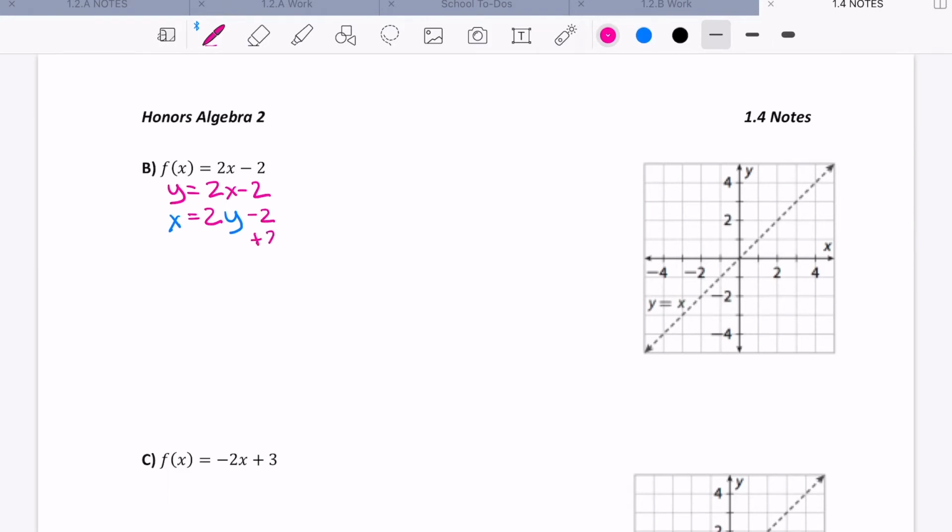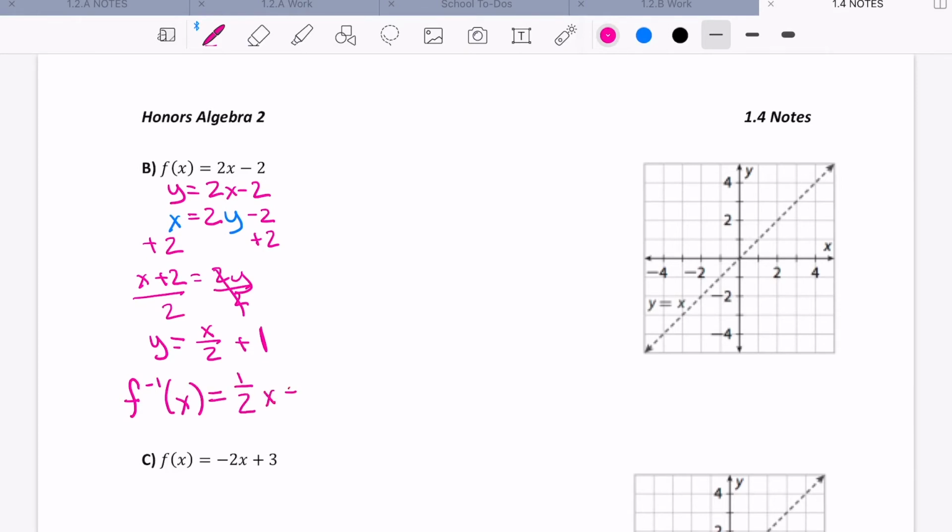So in order to solve for y, I'm going to add 2 to both sides. I have x plus 2 on the left equal to 2y. Divide by 2 on both sides. And I have y equals x over 2 plus 2 over 2, which is 1. Okay. Finish by rewriting in function notation. So y becomes f to the negative 1 of x, which is the inverse function of x, equals 1/2 x plus 1. This is the inverse function here.